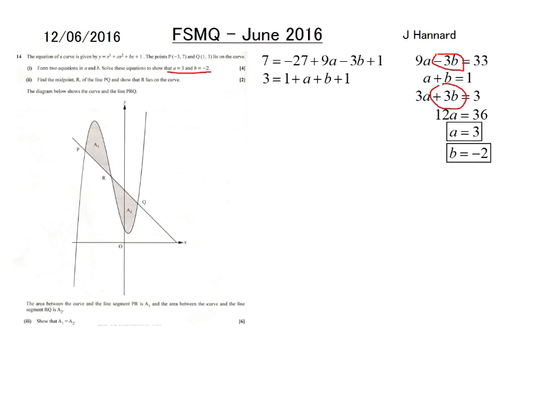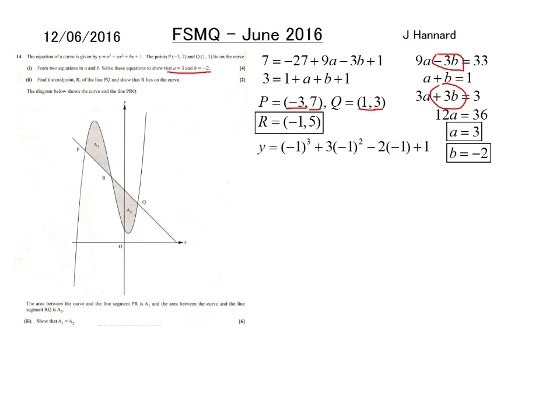Part 2 then, find the midpoint R of the line PQ and show that R lies on the curve. So the midpoint of PQ must be minus 1, 5, just looking at the differences between x's and the differences between y's. So it's minus 1, 5. And to show that that's on the curve, you just throw the x coordinate in and hope that you get a 5 out the other end. You do, so R is on the curve. And this is the point where you should have realised, well, I should have realised, that means that you've got 3 goalposts now at the x coordinates of minus 1, minus 3 and 1.